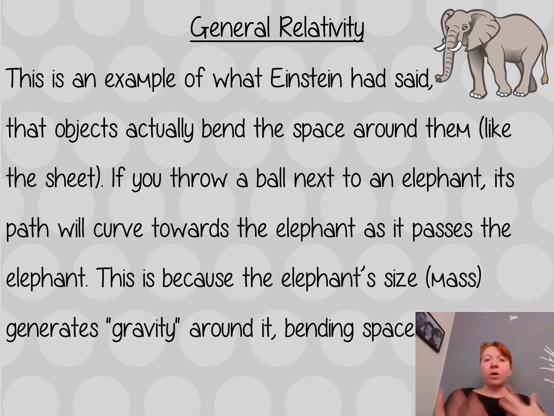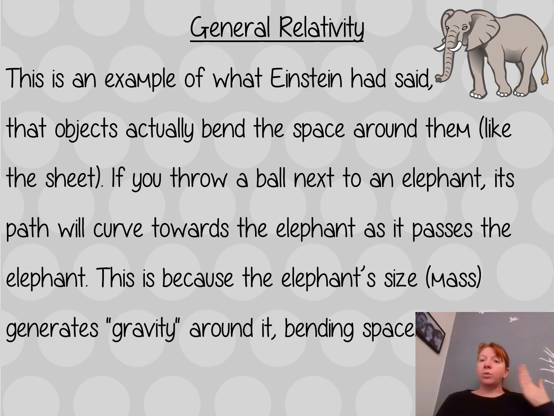This is an example of what Einstein has said. Objects bend the space around them. Just like the sheet, we bend the space around us, even you. So if you take a normal ball and you throw it near an elephant, it will curve slightly, not a lot, because even though an elephant is really heavy and huge, it's not big enough to make much of a difference in our space and gravity.